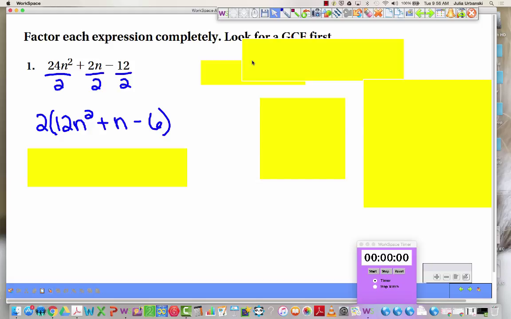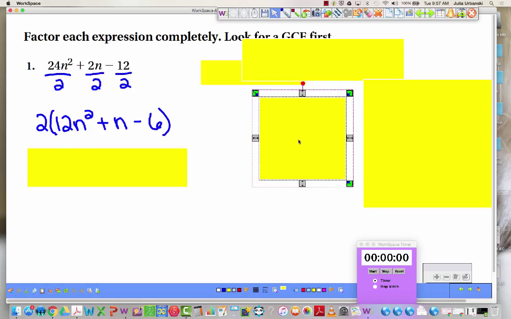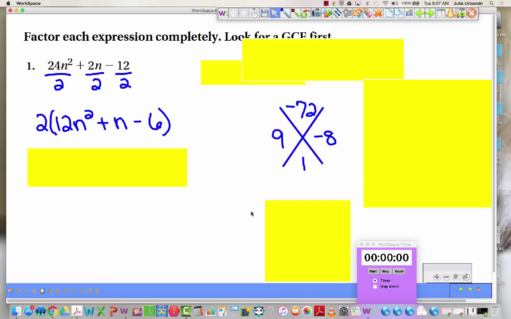All right, can I do what we did yesterday right here? Can I do that with a 12 or with a 6? Let me ask that a different way. Can you take the square root of 12? No, so then we have to do it this way. We can't just do it like yesterday. It would be negative 72 and it would be a 1. The two numbers would be 9 and negative 8. That would work.